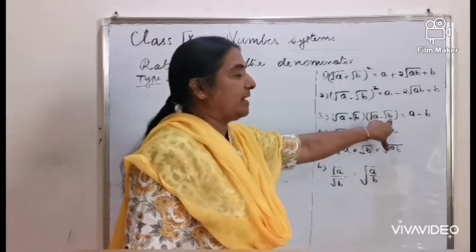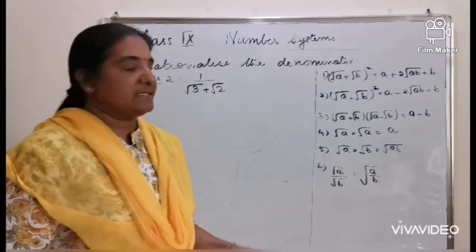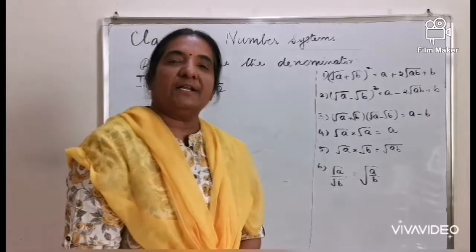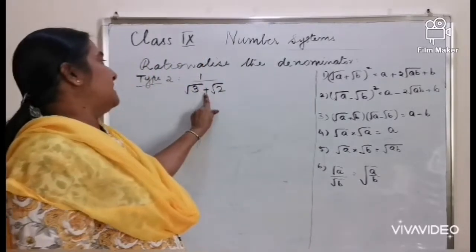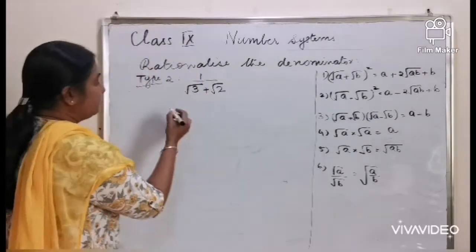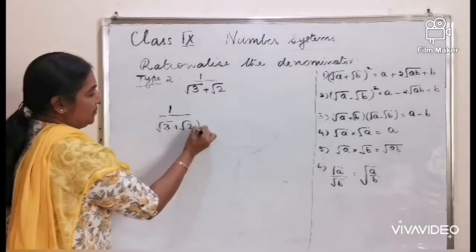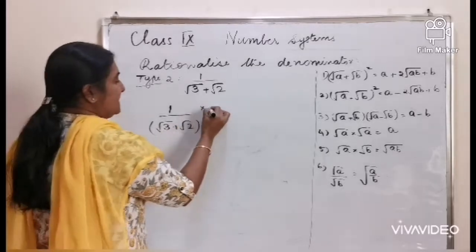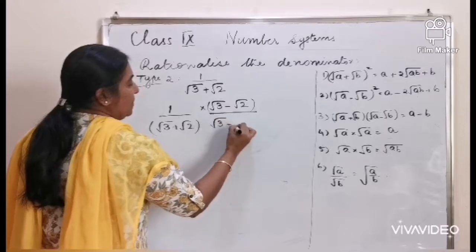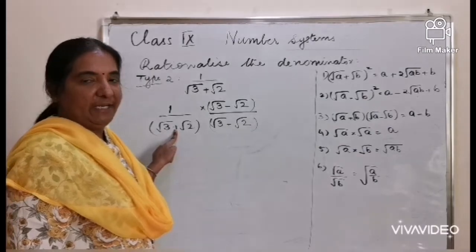into square root a minus square root b, then only the numbers are a minus b. In that case, what will be the factors you will be multiplying with numerator and denominator is the unlike sign of the sign which is given in the denominator. That is, 1 by square root 3 plus square root 2 has to be multiplied and divided by the term which is having an opposite sign which is given in the denominator.